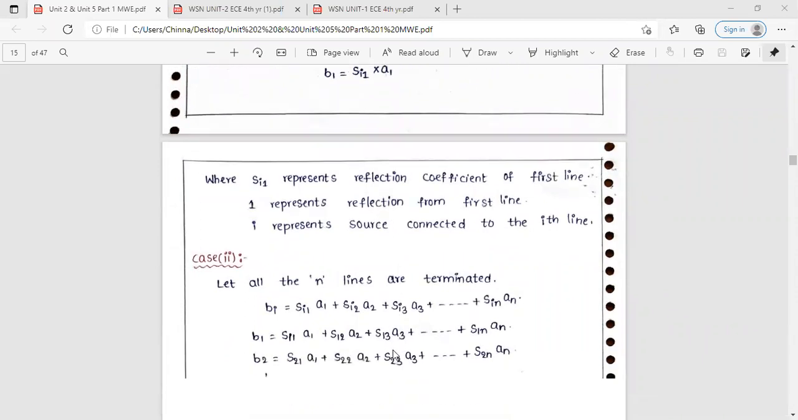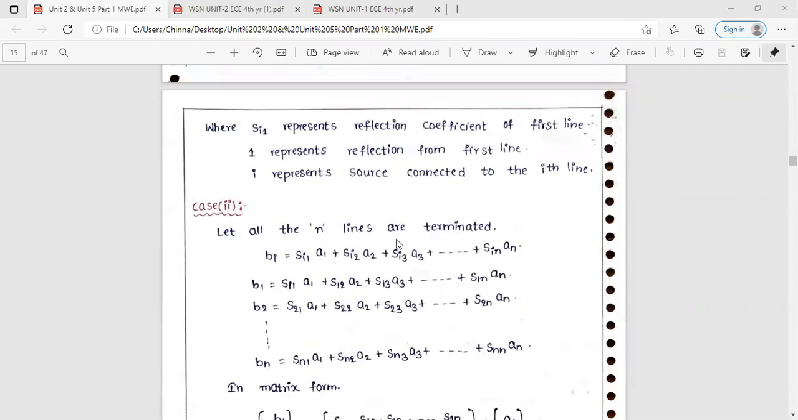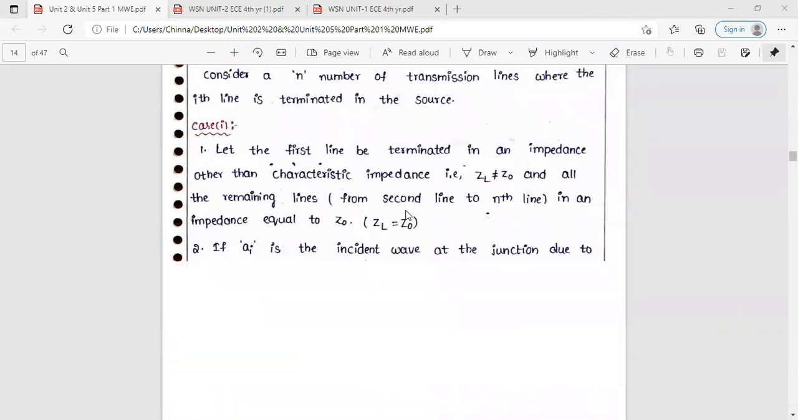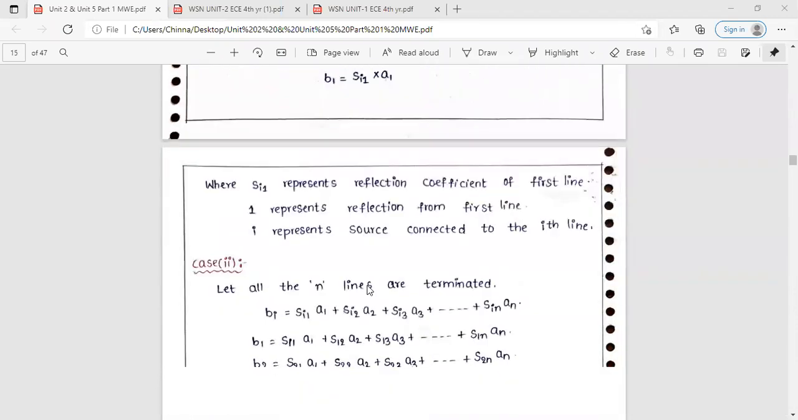Then all the n lines are terminated. What will happen? If we consider all n lines, then we can finally obtain b_i is equal to S_i1 a1 plus S_i2 a2, and so on. That means all sources are allocated to all terminals. We are not taking any matching or termination here. When we don't take matching and consider all the sources, we will obtain it like this.